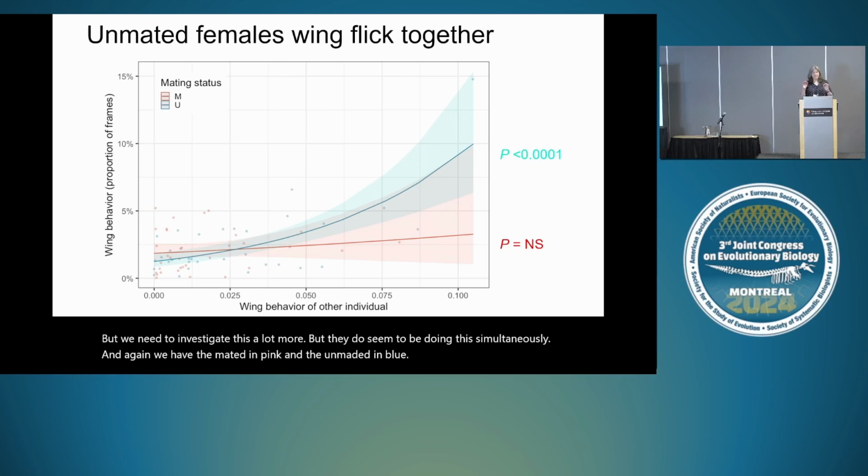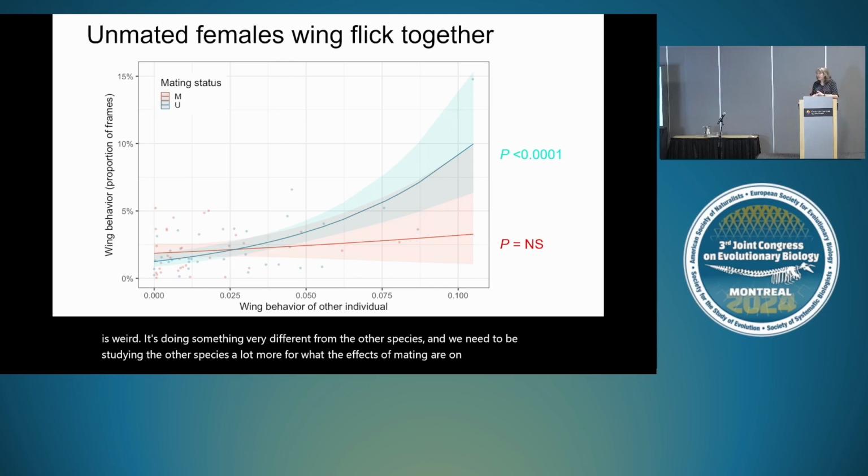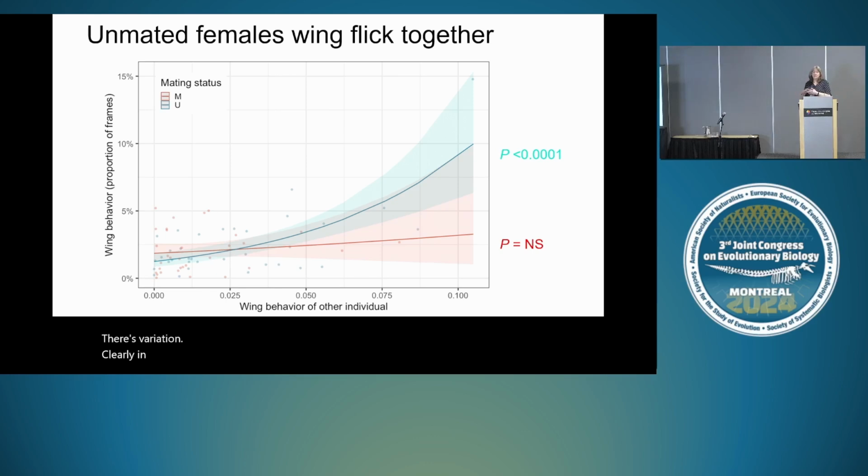So in summary, because I forgot to put in the conclusion slide: Melanogaster's weird, but a lot of you who work on Drosophila species know that Melanogaster's weird. It's doing something very different from the other species, and we need to be studying the other species a lot more for what the effects of mating are on them. There's variation clearly in aggression, and that aggression may decrease.